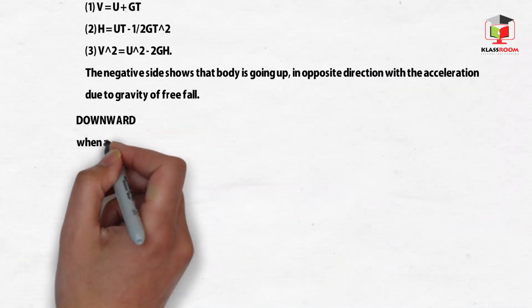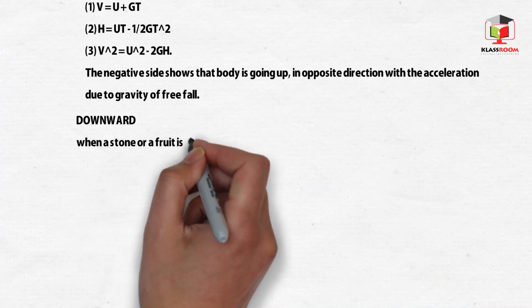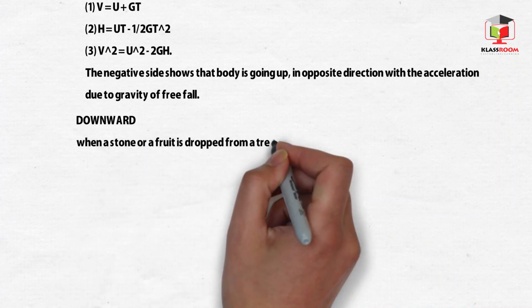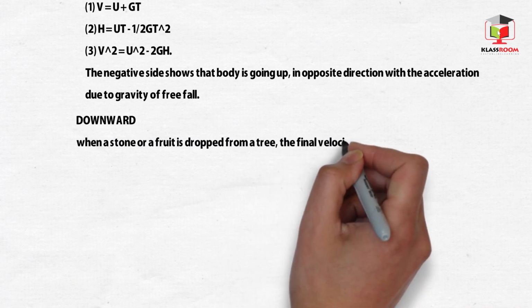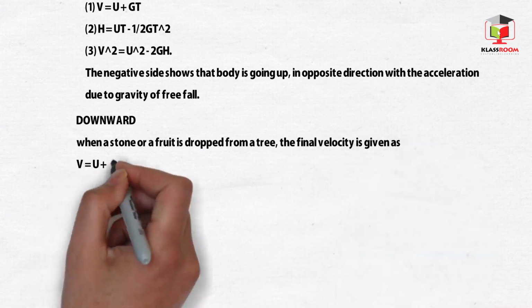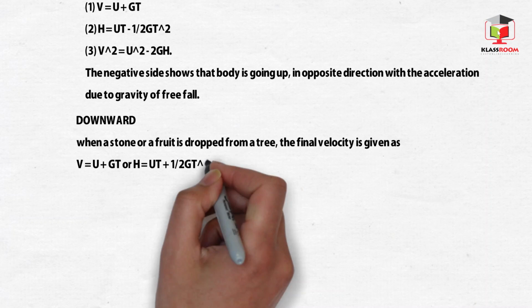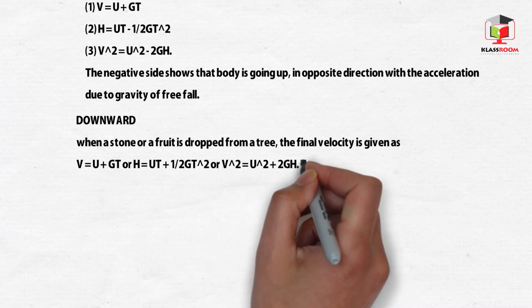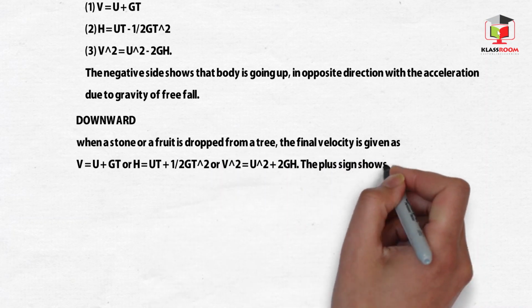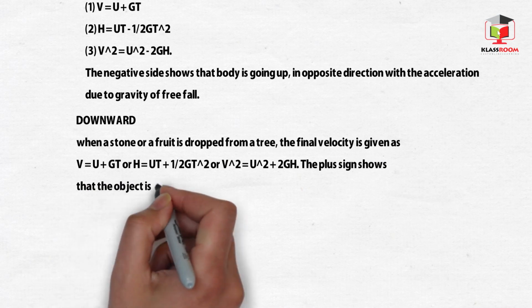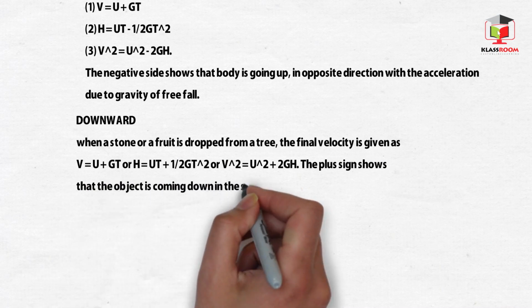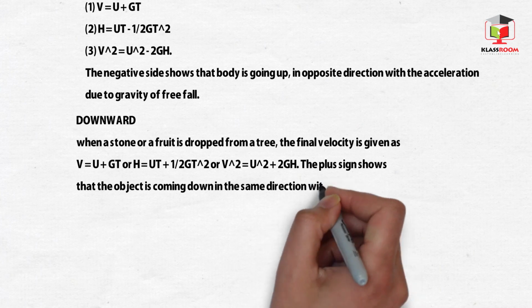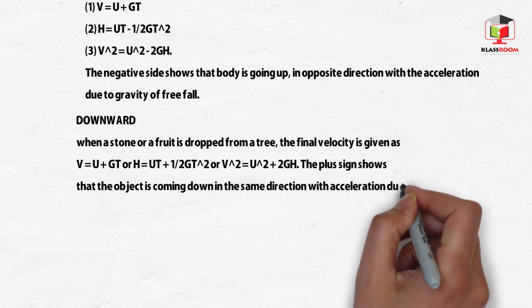Downward. When a stone or a fruit is dropped from a tree, the final velocity is given as v equals u plus gt, or h equals ut plus half gt squared, or v squared equals u squared plus 2gh. The plus sign shows that the object is coming down in the same direction with the acceleration due to free fall.